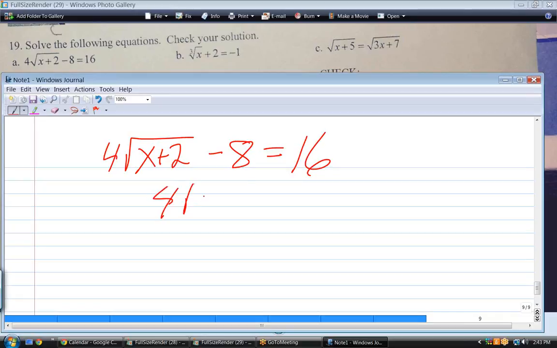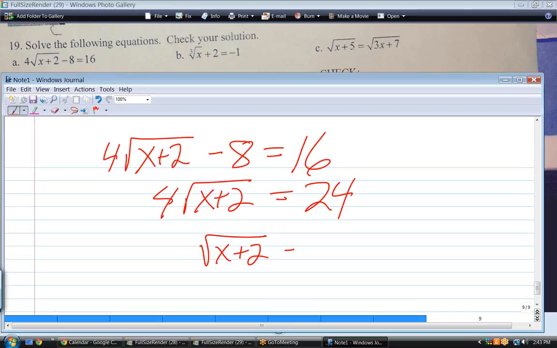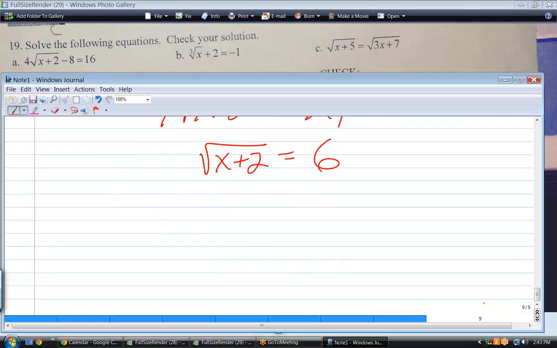Okay, so what's the next line? 4 square root of x plus 2 equals 24. Next step, next line. You could divide by 4. Okay. So it would be square root of x plus 2 equals 24 divided by 4. Yeah, 6.